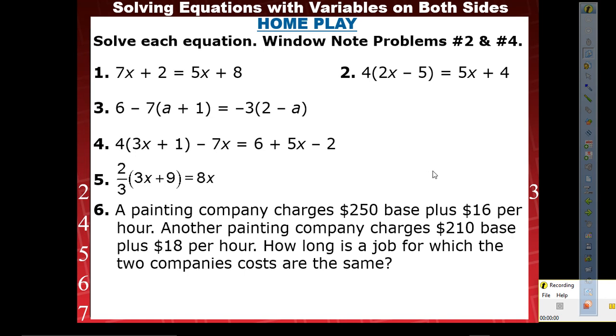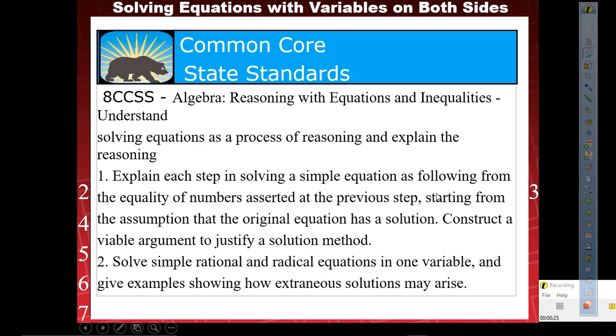All right, so here we go. Cornell notes, you don't need a Frayer model since we are still on one variable equations, yes? And we already know what those are. Yay! All right.